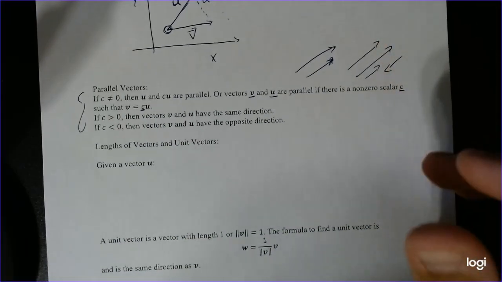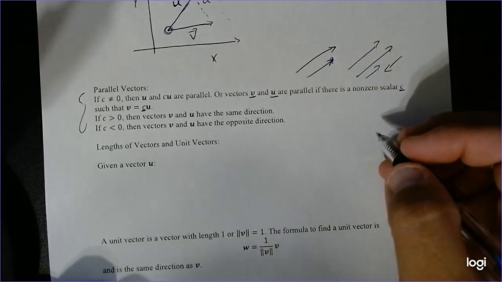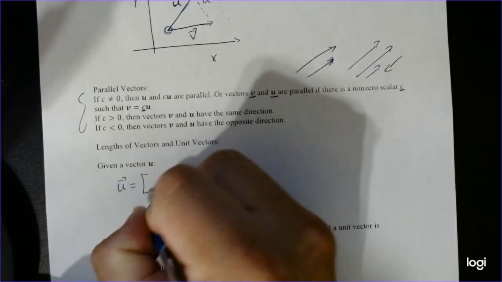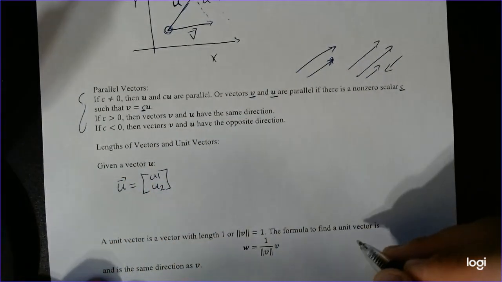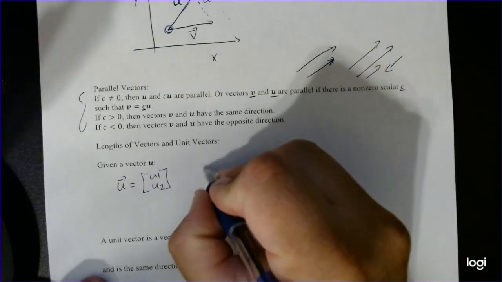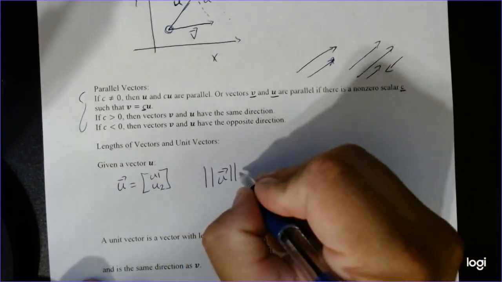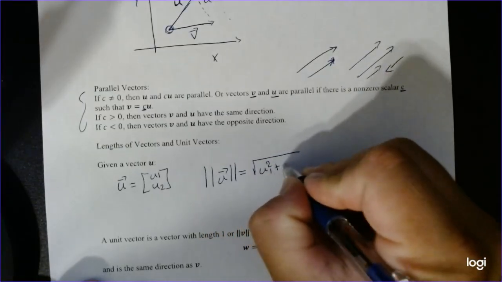Okay, and now we go into lengths. We talked about this a little earlier, right? The length of a vector. So given again any u vector, we'll just use a 2-dimensional space for now. The length of a vector, denoted as a double absolute value if you want, is equal to each component squared added together.